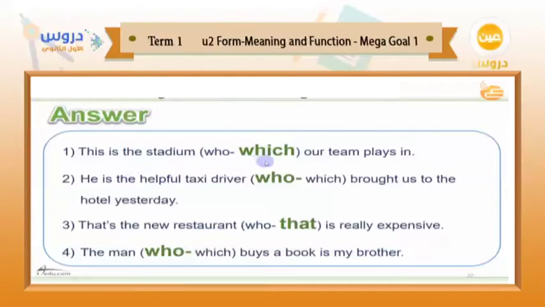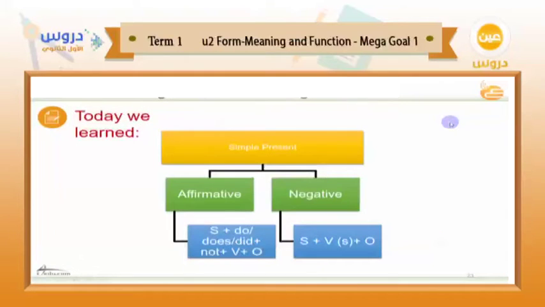This is the stadium which our team plays in, and he is the helpful taxi driver who brought us to the hotel yesterday. That's the new restaurant that is really expensive. And the final sentence, the man who buys a book is my brother.